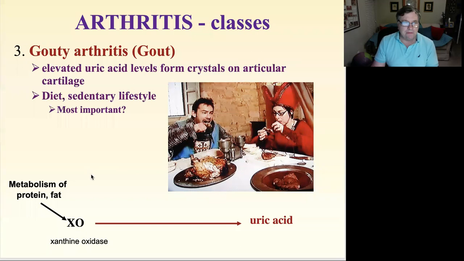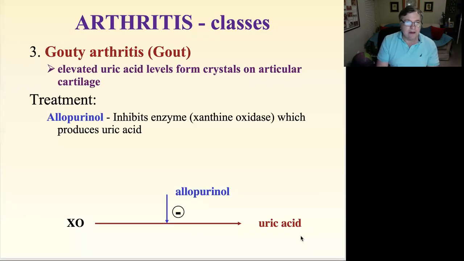So metabolism of protein, especially in fat, that breaks down, and xanthine oxidase, this enzyme, is the final stop. It produces uric acid. So when uric acids get really, really high in concentration in the synovial fluid and in the blood, they actually come out of solution. They crystallize, particularly at the joints, and the crystals actually form layers on top of the articular cartilage, starting to wear it away and produce lots of inflammation and pain.